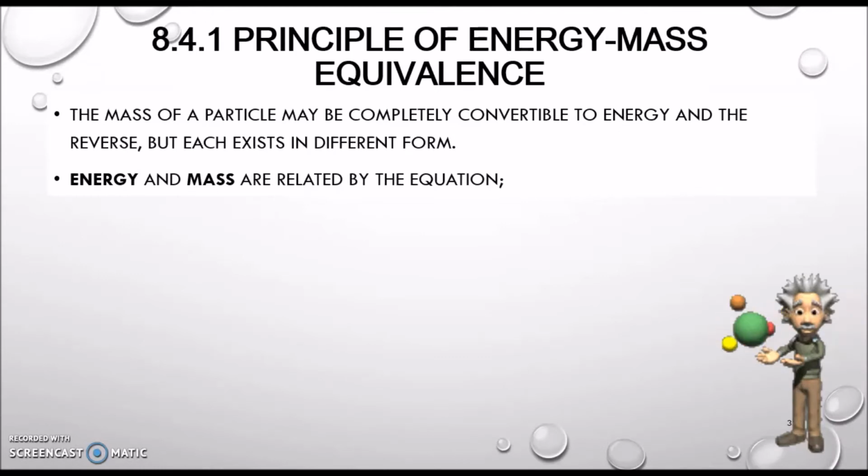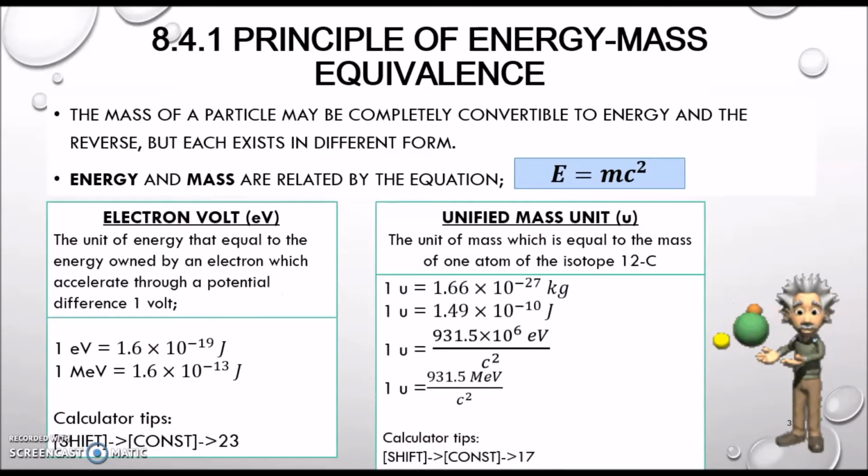The principle of energy-mass equivalence is important when you want to convert from the unit of mass into the unit of energy. They are related by the equation E equals mc squared. This is Einstein's equation. Here you can see that you can convert energy from electron volt to joule, mega electron volt to joule, or you can also convert the mass given in U, unified mass unit, into kilogram. You can also convert U into electron volt or mega electron volt. The symbol c right here refers to the speed of light, 3 times 10 to the power of 8 meters per second.